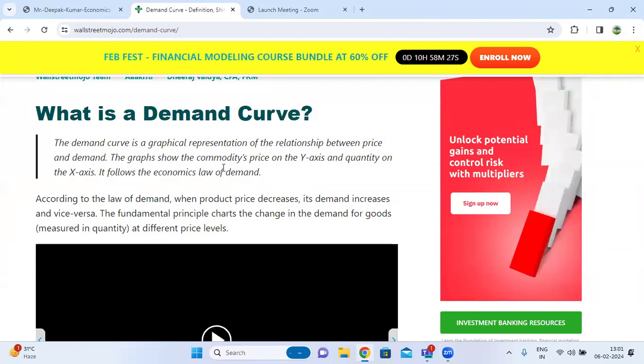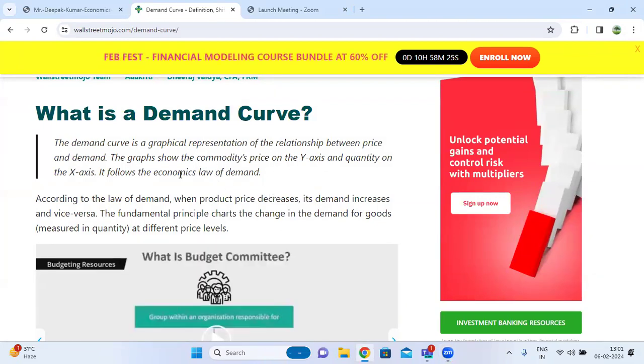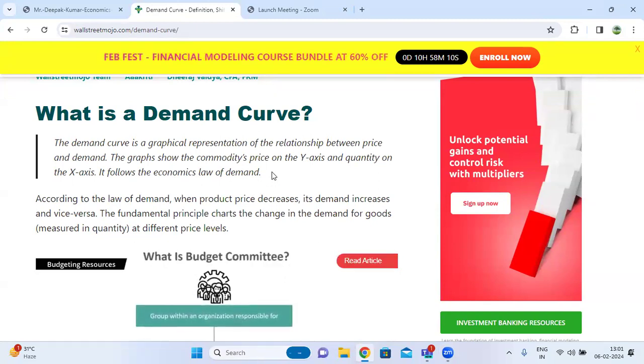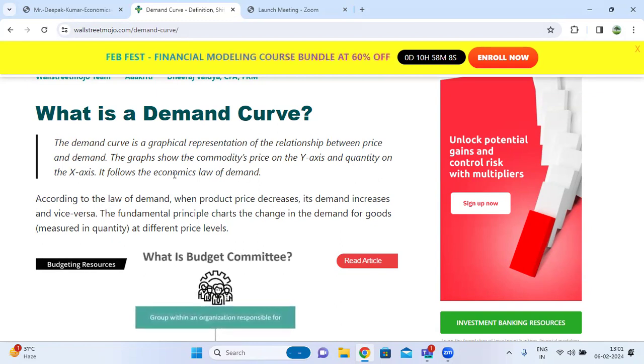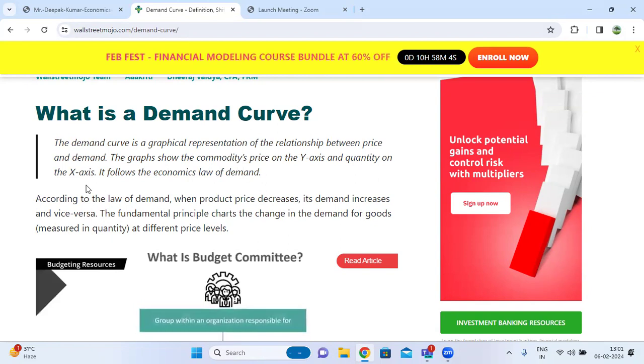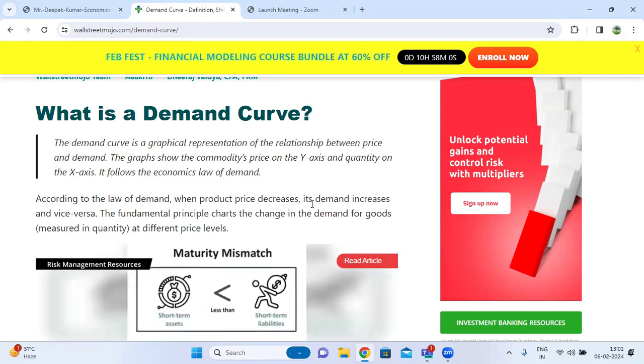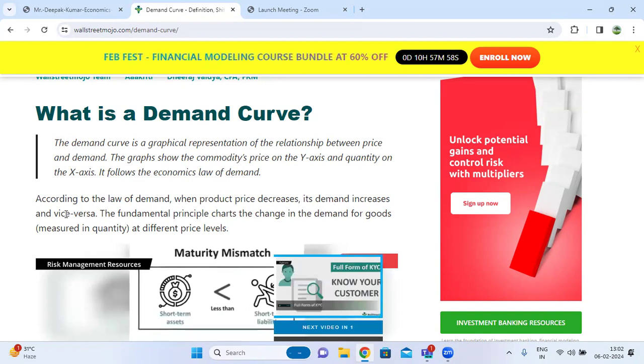The graph shows the commodity price on the y-axis and the quantity on the x-axis, and it follows the economic law of demand. In the diagram below, the price is on the y-axis and the quantity of demand is on the x-axis. According to the law of demand, when the product price decreases, its demand increases, and vice versa.